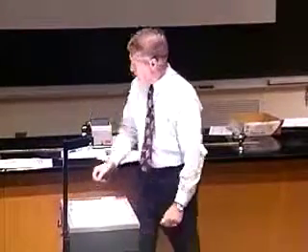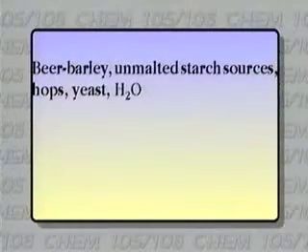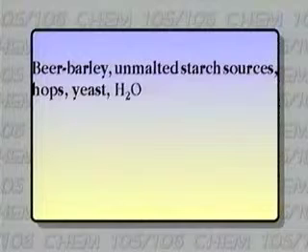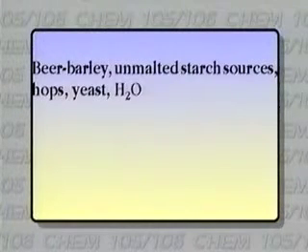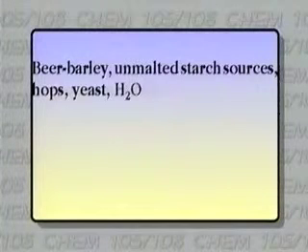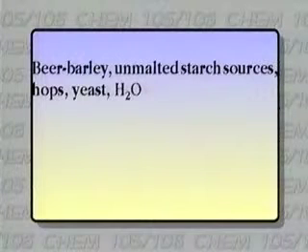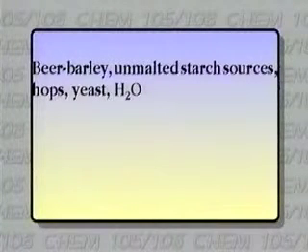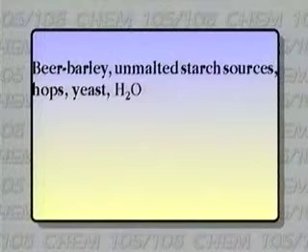Beer is made up of barley, an unmalted malt or starch source. This could be corn, rice, wheat, etc. Hops, yeast, and water. Those are the components of beer. Now, the first process is to produce what we call malt.